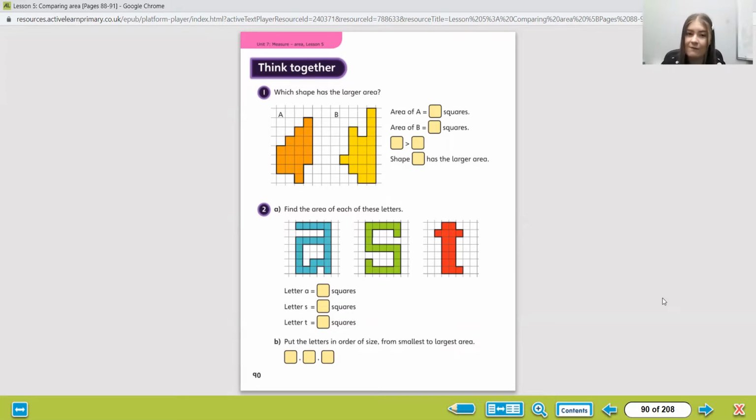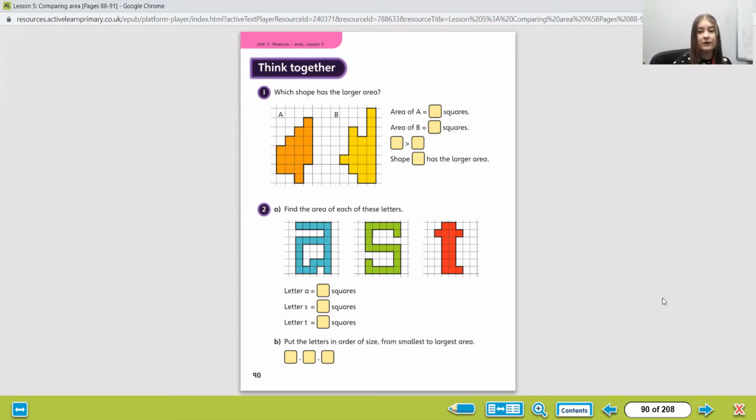Okay, I'll go through the answer for that one first of all. So the area for shape A is 18 squares and the area for shape B is 19 squares. So your number sentence should read as 19 is greater than 18. So shape B has the larger area.